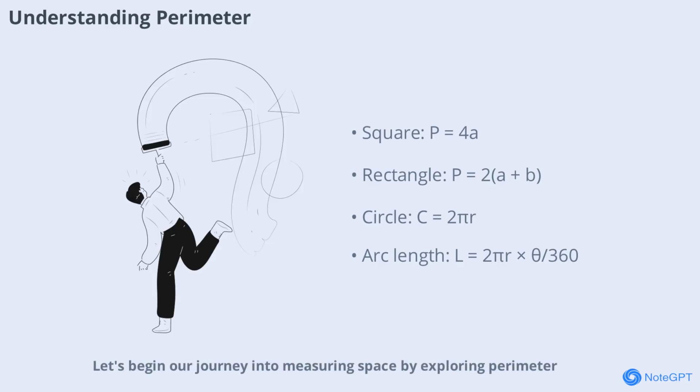Let's begin our journey into measuring space by exploring perimeter, the total distance around a shape. Whether it's a square, rectangle, triangle, or even a circle, each shape has its own unique formula. For a square, simply multiply one side by 4. For a rectangle, add the length and width, then double it. An equilateral triangle, just multiply the side by 3.